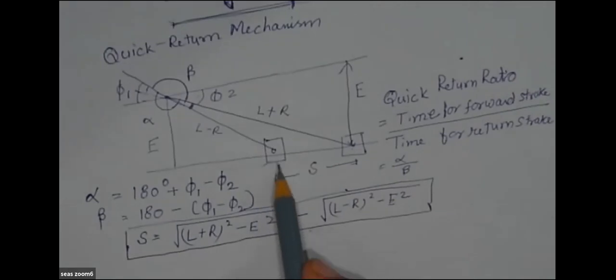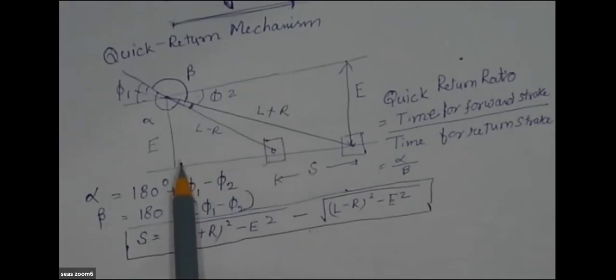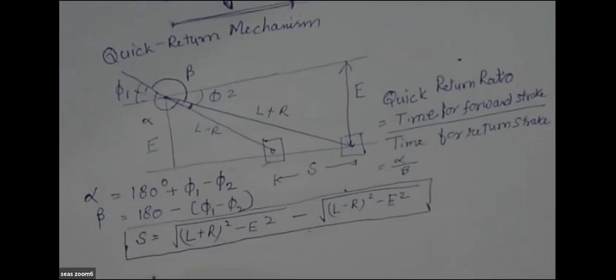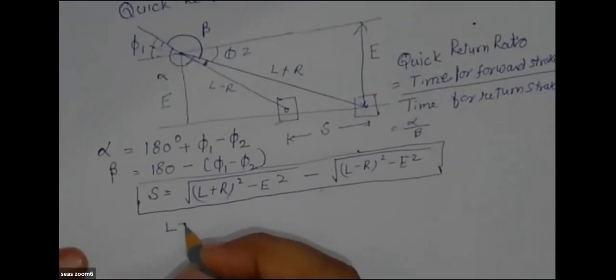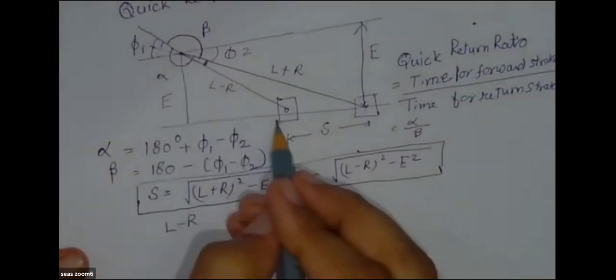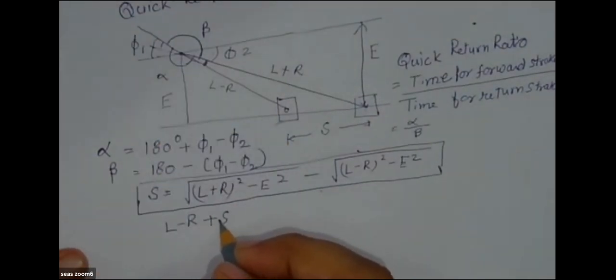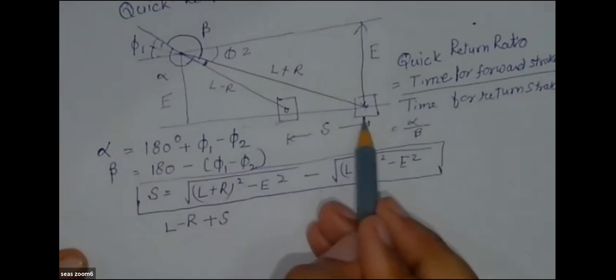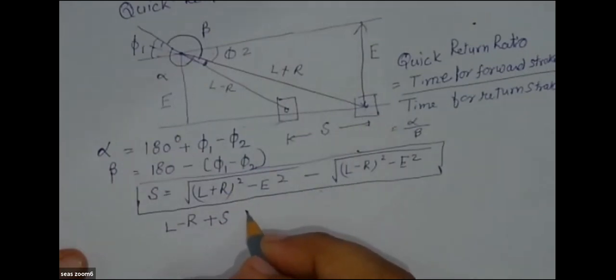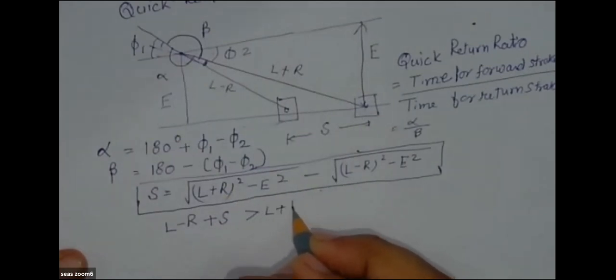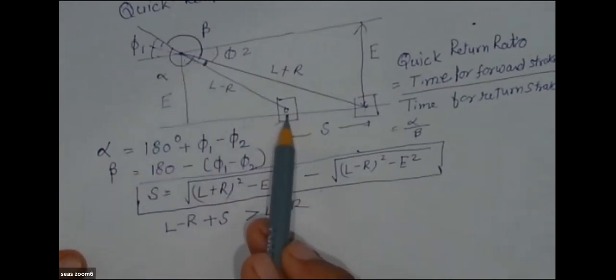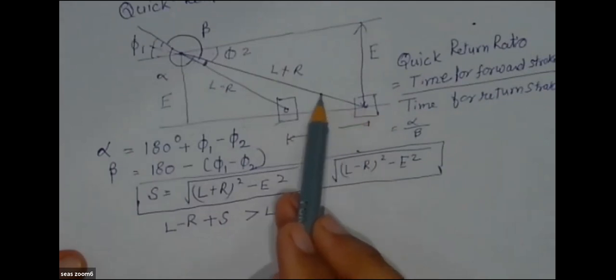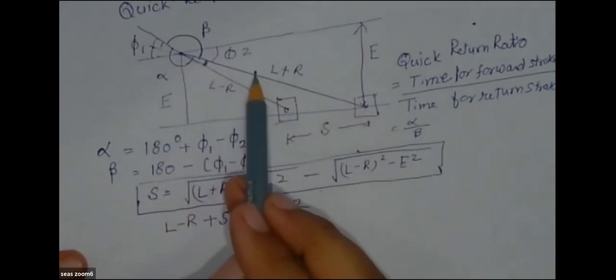And if we see this triangle, we can also write that L minus R plus S must be greater than L plus R. That is, the sum of this arm of this triangle plus this arm must be greater than this arm in this triangle.